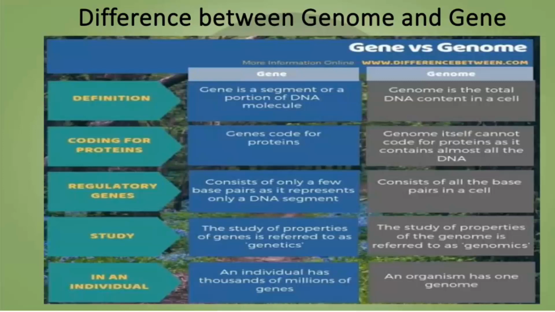The study of properties of genes is referred to as genetics. The study of properties of the genome is referred to as genomics. An individual has thousands of genes. An organism has one genome.